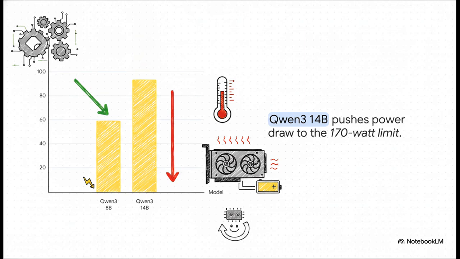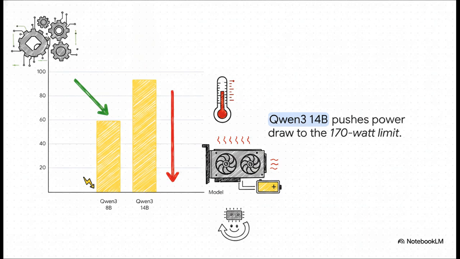Let's look at the hard benchmark data between our 2 largest models. I ran the exact same infrastructure architecture prompt through both. The Qwen 3 8B completed the end-to-end task in 59.34 seconds. The much larger 14B model? That took 93.80 seconds. So while the 14B model is roughly 58% slower and pushes the power draw right up to the card's 170-watt limit, it surprisingly completed the run completely successfully without crashing.